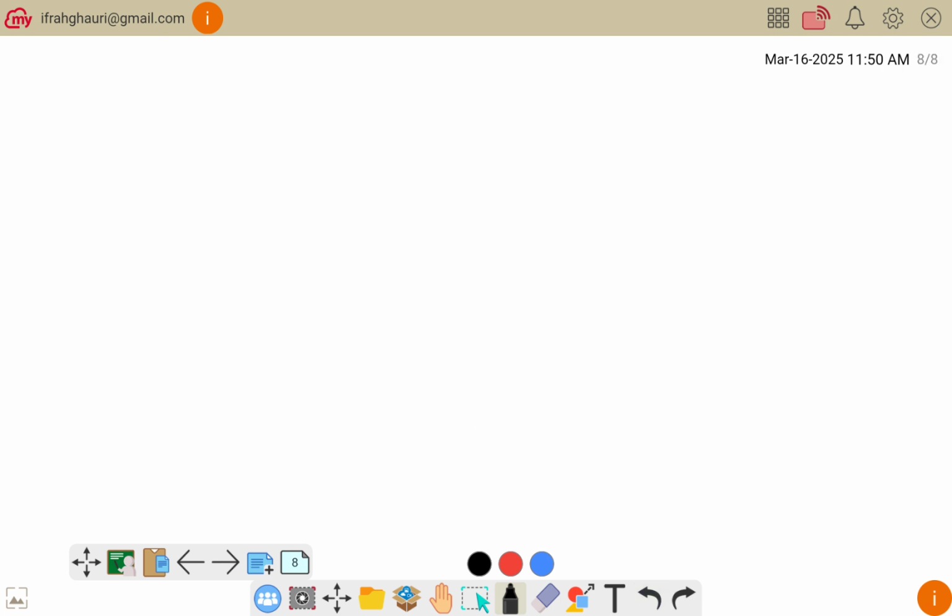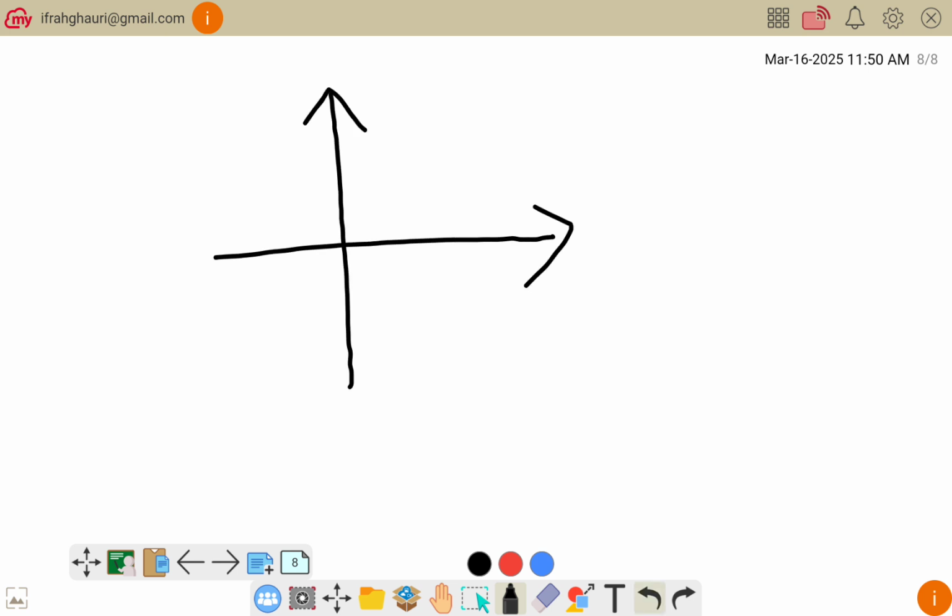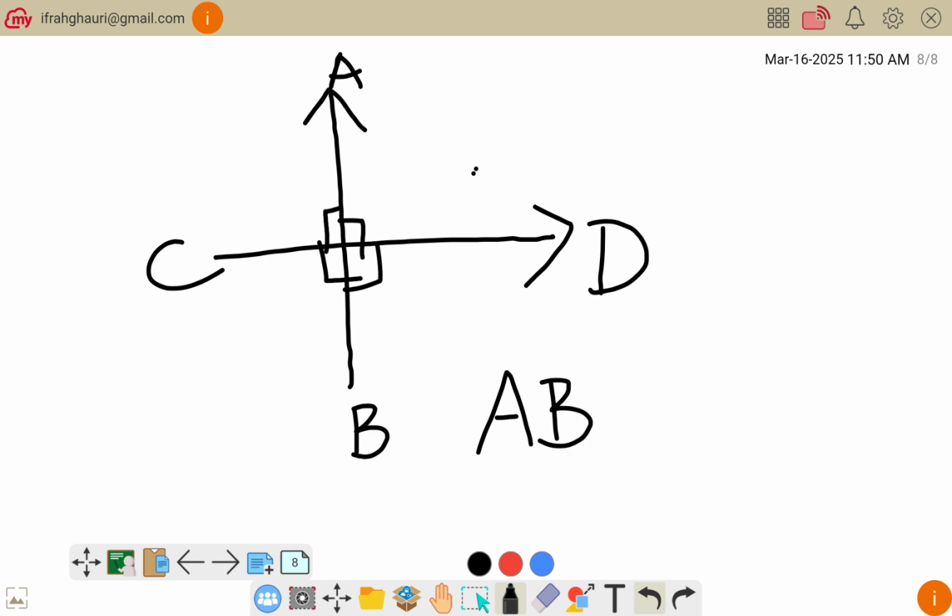Now, there is another type of line which are known as perpendicular lines. These lines basically make an angle of 90 degrees with each other. Let's suppose this is A, this is B, this is C, this is D. So how am I going to represent perpendicular lines? Perpendicular lines are those lines that are at right angles with each other. They make an angle of 90 degrees. So I will represent it as ray AB is perpendicular to ray CD.